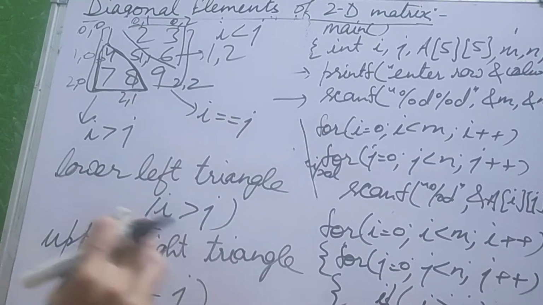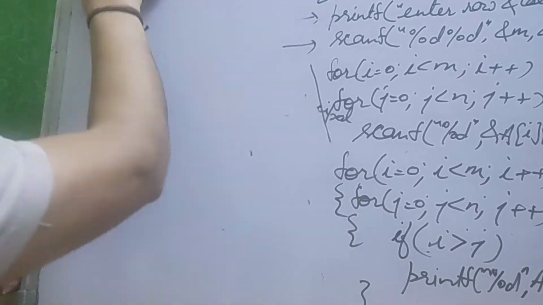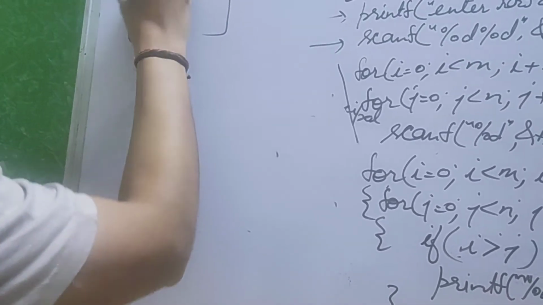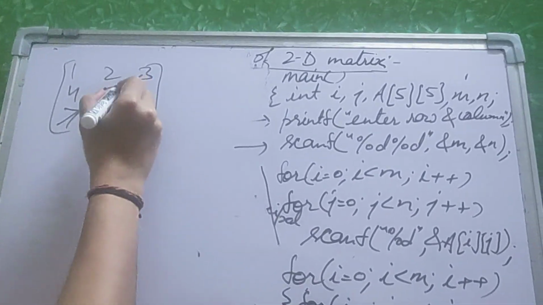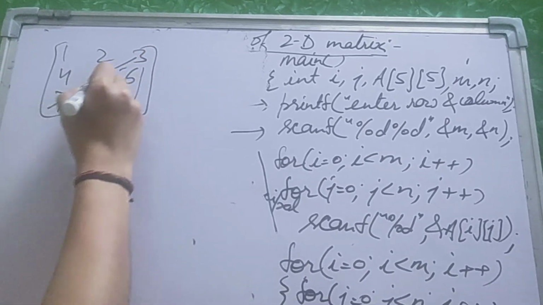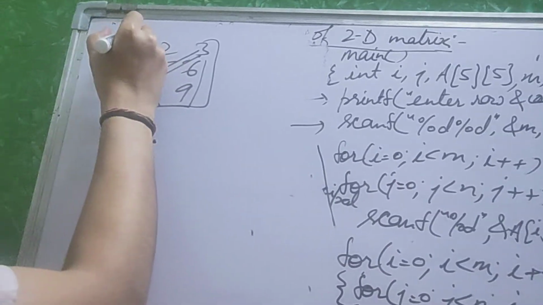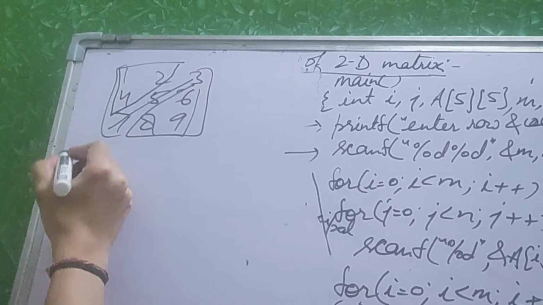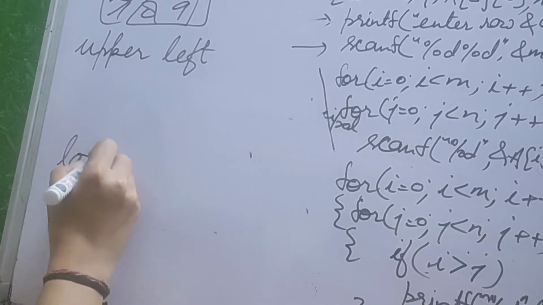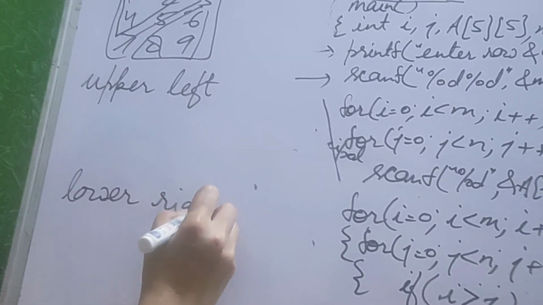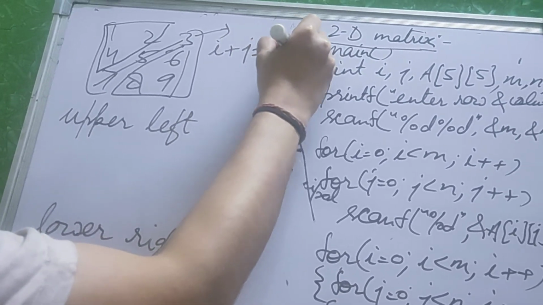Now another. We have this matrix 1 2 3 4 5 6 7 8 9. This diagonal, we want to print these elements. This is the lower right triangle, and this one is the upper left. For upper left and lower right, for this we have the condition what? i plus j equals m minus 1.